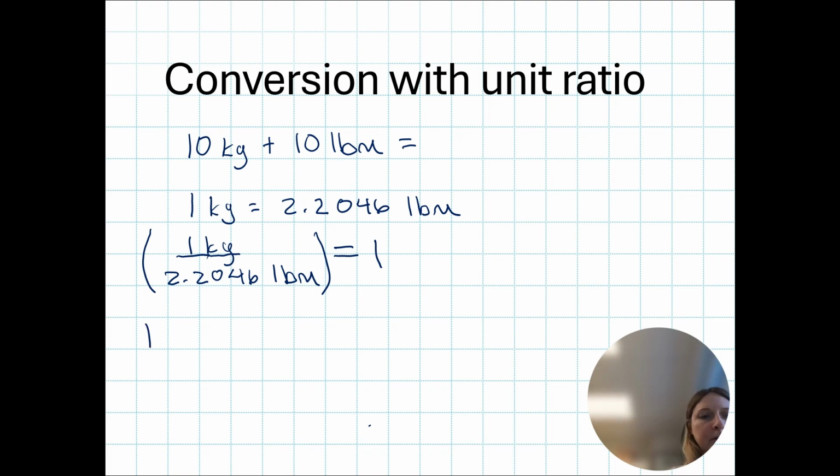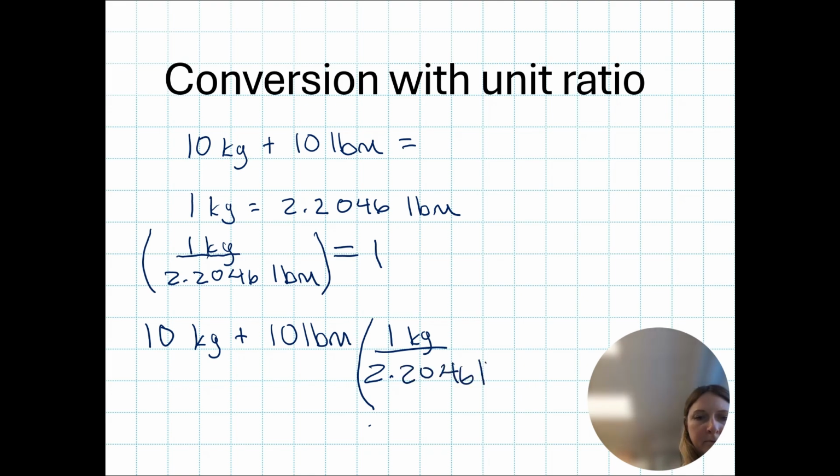So in this case, I'll have my 10 kilograms plus my 10 pounds of mass that I will multiply by my unit ratio. And now my pounds mass units are going to cancel, leaving me with kilograms plus kilograms.